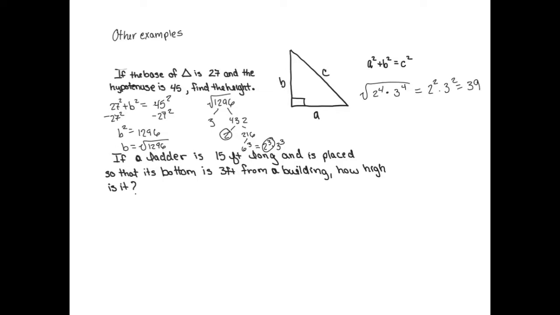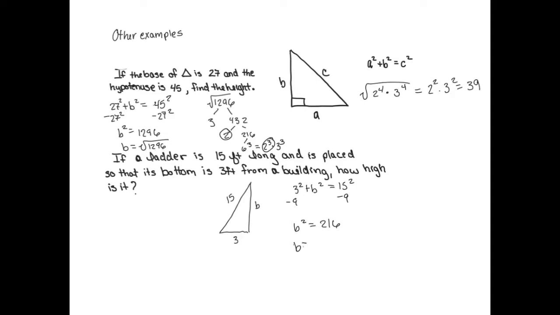Okay, if a ladder is 15 feet long and is placed so that the bottom is 3 feet from a building, so here's the building, here's the bottom of the ladder, it's 3 feet, and it's basically tilting here. This is 15. How high is it? So we're trying to find our b value here. So we would do 3 squared plus b squared is equal to 15 squared. So we subtract 9 from 225. 15 squared is 225, minus 9. And so we get b squared is equal to 216.